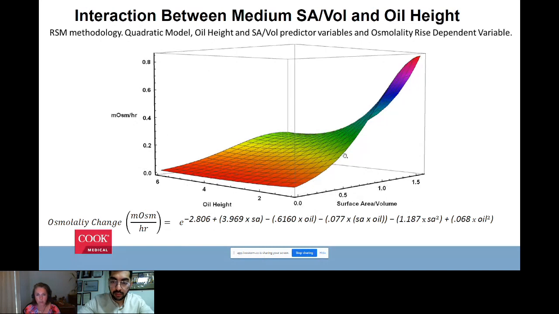You can see that there's a rapid increase in the change of osmolarity, even if you put quite a lot of oil on top. You're still going to have a more rapid osmolarity change, even though you've got quite a lot of oil. And we're talking here about 6 millimeters of oil. That's actually quite a lot. It's obviously less dramatic than if you don't have any oil on it, but you will still see a change. So the surface area to volume ratio effect is quite strong, but it depends on the oil height.